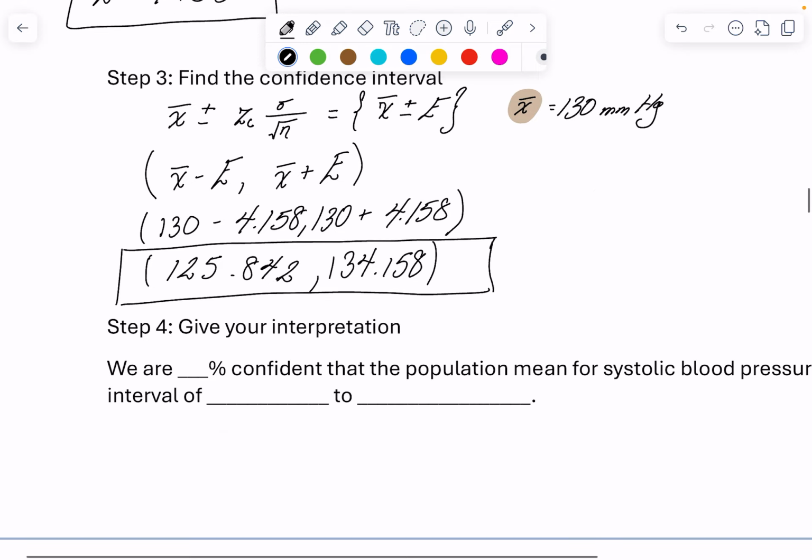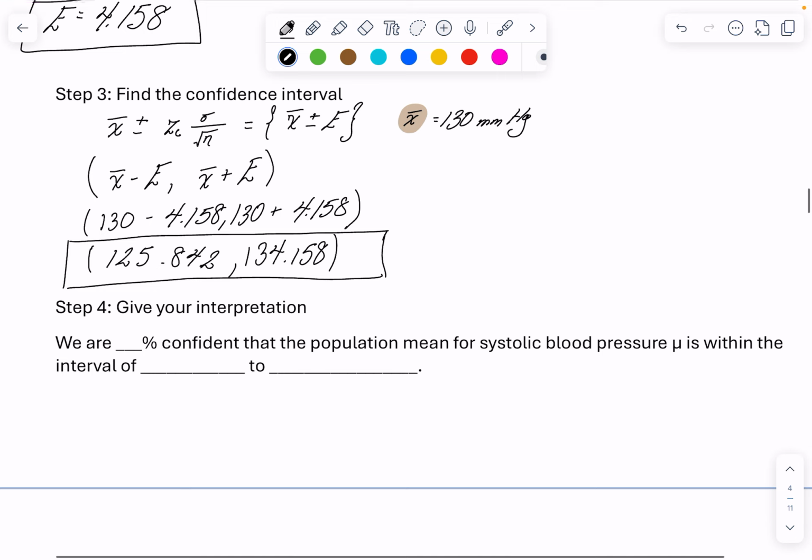They also wanted us to give our interpretation, and the interpretation is always going to be in a similar format like this. We are blank percent confident that our population mean for whatever your variable is, here we're looking at systolic blood pressure, and the population mean, is within the interval of blank to blank. So here, the percent confident is going to be based off of our confidence level, which here we have as 95. Make sure that this is a 95 and not a 0.95 because we're using our percentage.